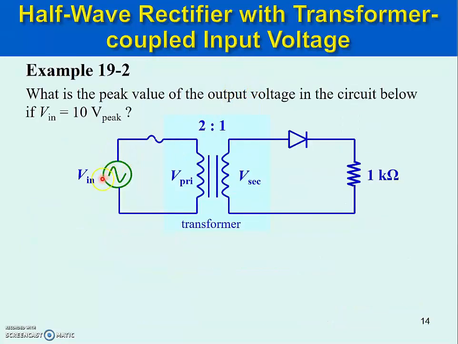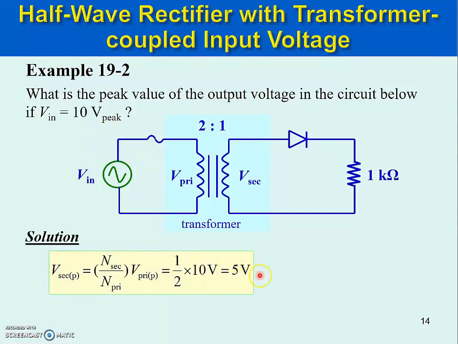Let's see an example. This input voltage has a peak value of 10 volt. The turn ratio of the transformer is 2 to 1. So 10 volt will step down to 5 volts. And according to the formula we just learned, we can calculate the peak output voltage to be 5 volt, the peak secondary voltage, minus 0.7 volt. So 5 volt minus 0.7 volt of the voltage drop across the diode equals 4.3 volts. That will be the peak output voltage.